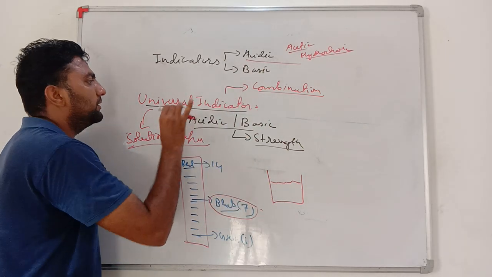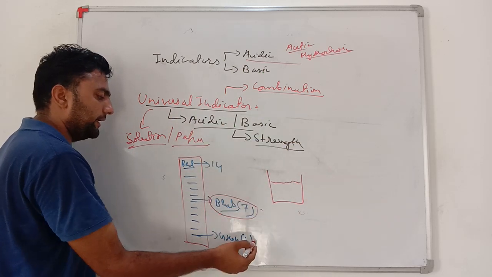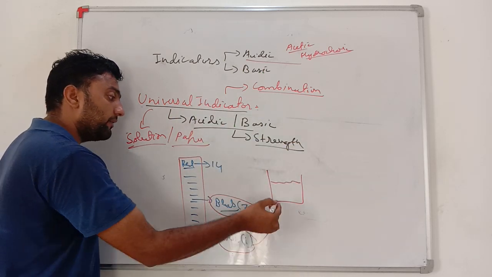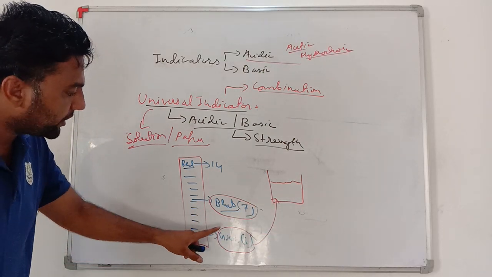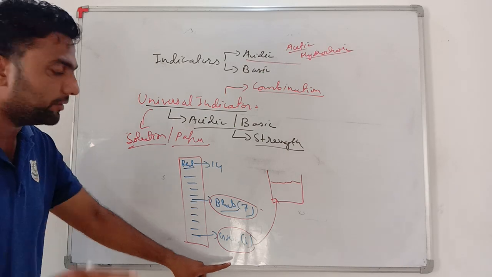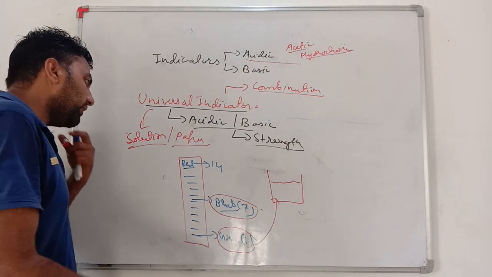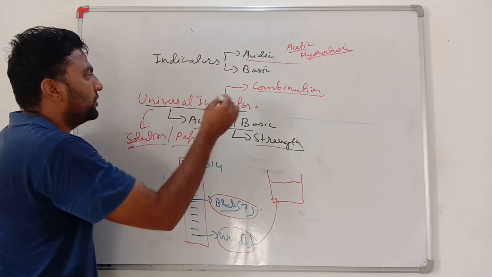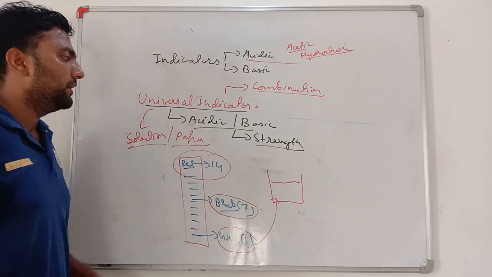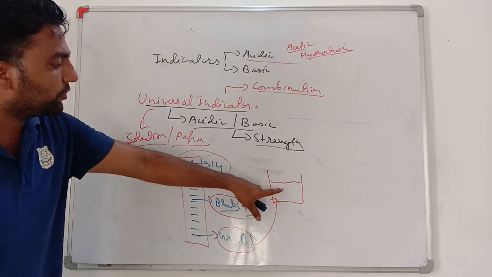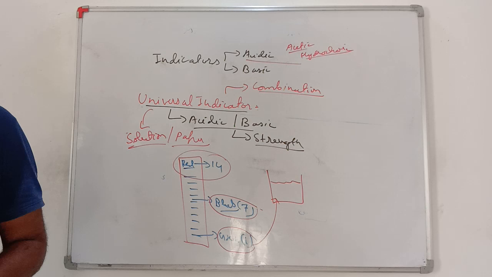If I put that indicator paper, universal indicator paper into this solution and it gives green color, then I will not only get the hint that it is acidic in nature, I will also get to know that it is having pH 1, it means it is strong acid. Okay, and if I put that universal indicator paper into this solution and I get red color, it means I will get the hint that this solution is a base and very strong base with pH 14.